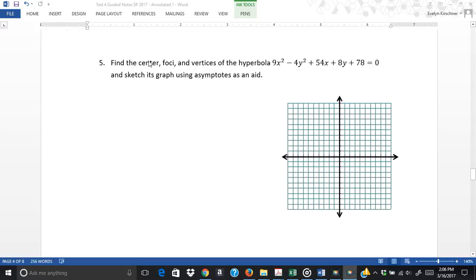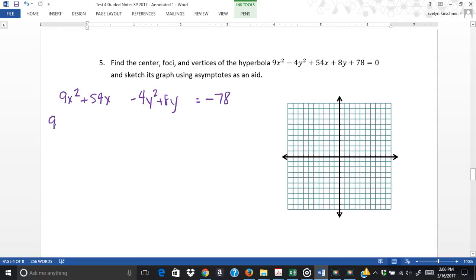All right, I need to look at this hyperbola. So again, the first thing I need to do is put the x's together and the y's together. So I have 9x squared plus 54x, and I have minus 4y squared plus 8y. I'm going to bring the 78 to the other side.